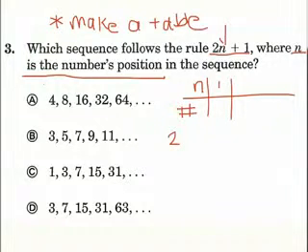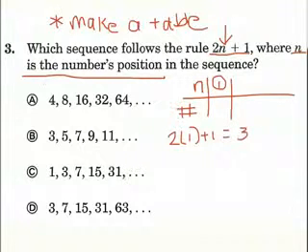This is telling you that n is now 1. So I'm going to plug it into here where I put the little arrow. So 2 times 1 plus 1. That gives me 2 plus 1, which is 3. So I put in a 3.